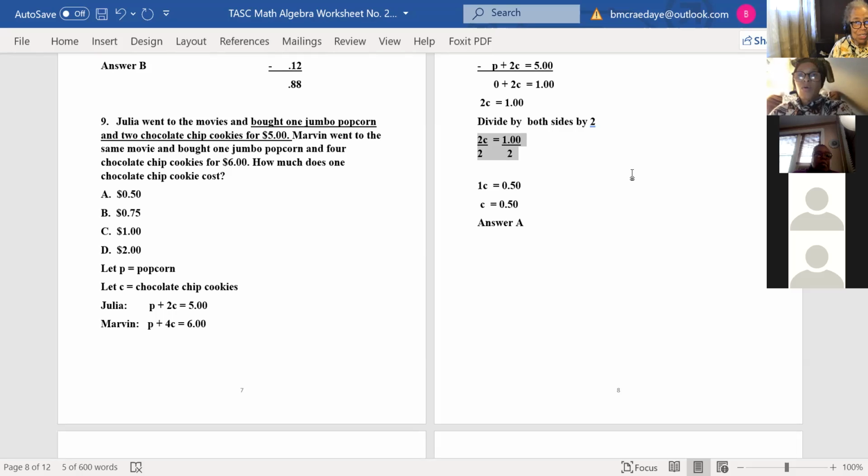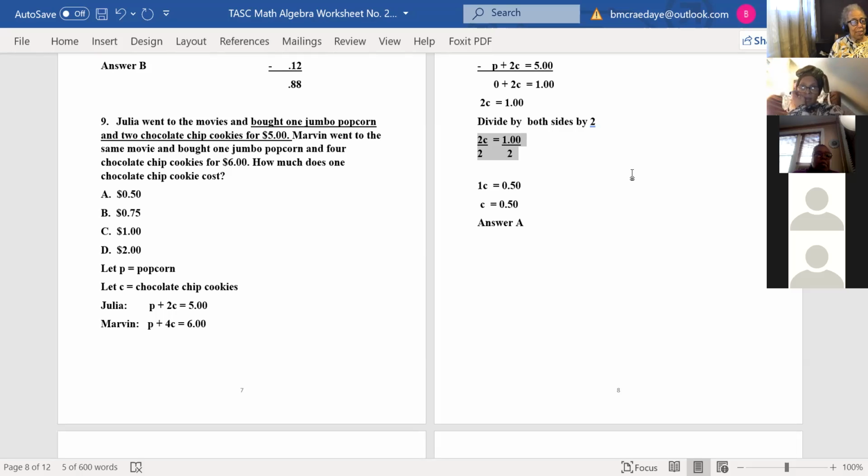Now, Sadie's question. For Julia, her popcorn would be $4 while the two chips are for a dollar. That's right. And what about Marvin? He bought four cookies. Four cookies would cost what? $2. Right. And $2 from $6 is what, Mercedes? Four. So he spent $4 too. So the jumbo popcorn cost should be the same. If it didn't, there's a problem in the solution, right?